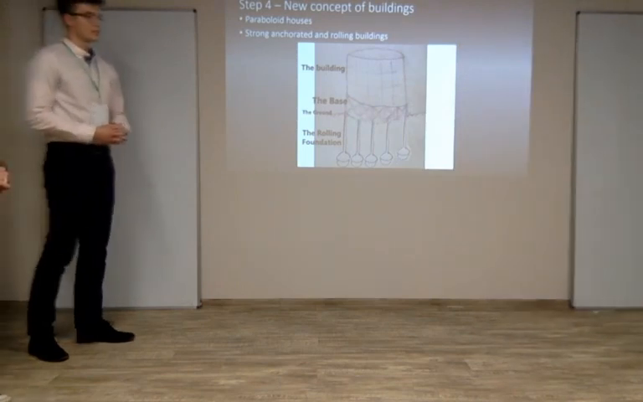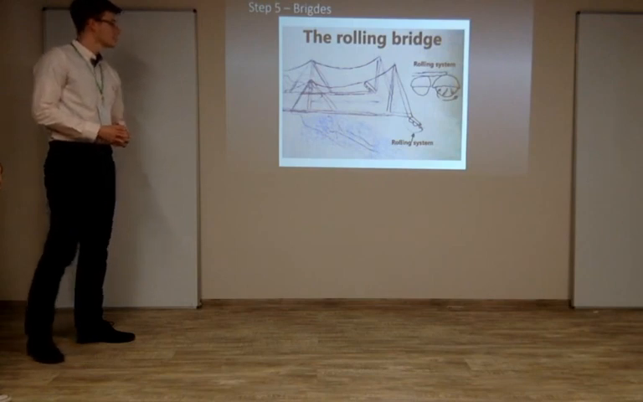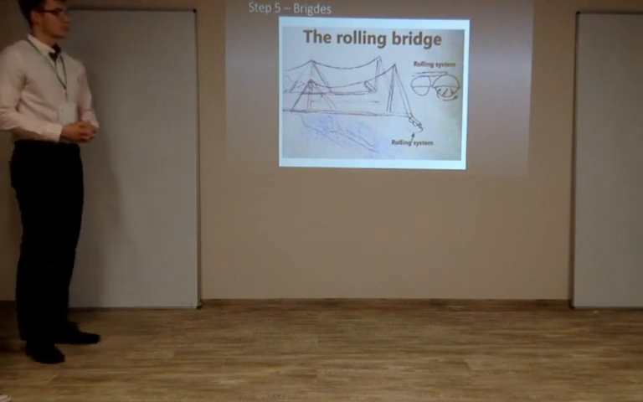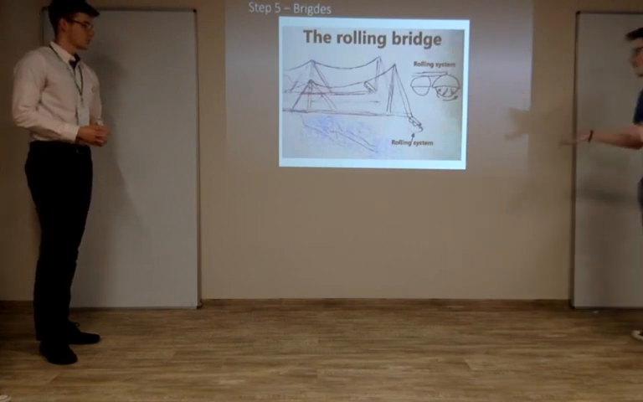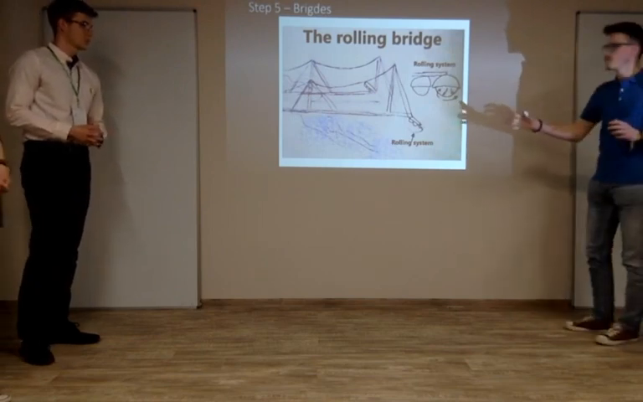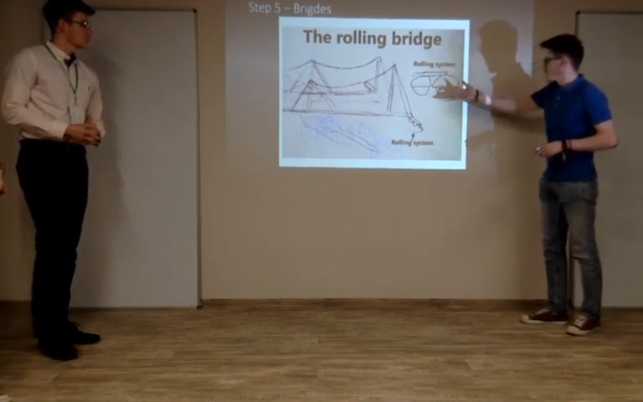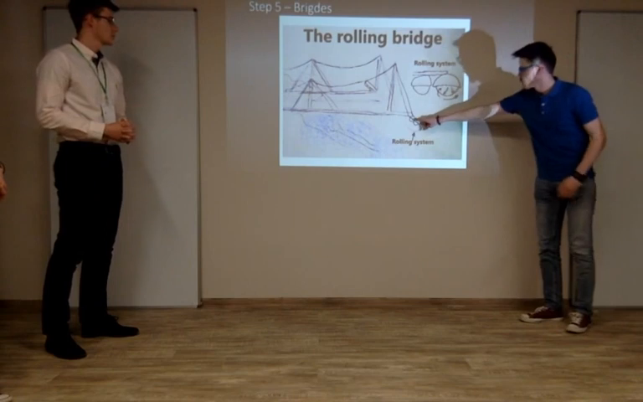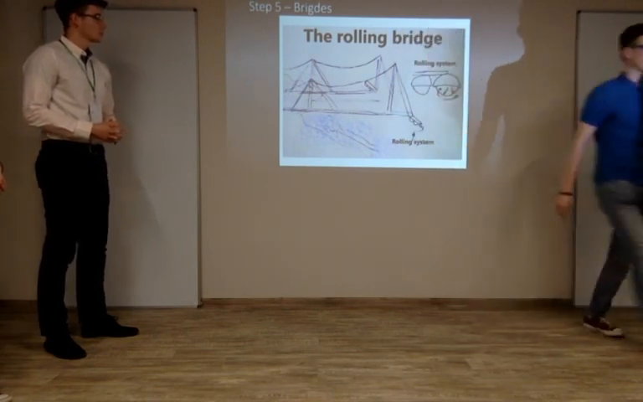It's prefabricated. We will use this piece in the rolling bridge, because the bridges are also important. We don't know how many bridges are in this city, but if there are a lot, it will be very important. So here is a fixed part, and here is a sphere which moves. Now, here is the rolling system, and we use steel wires to secure the bridge.